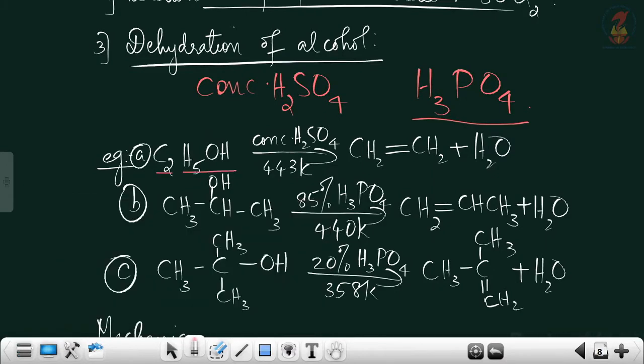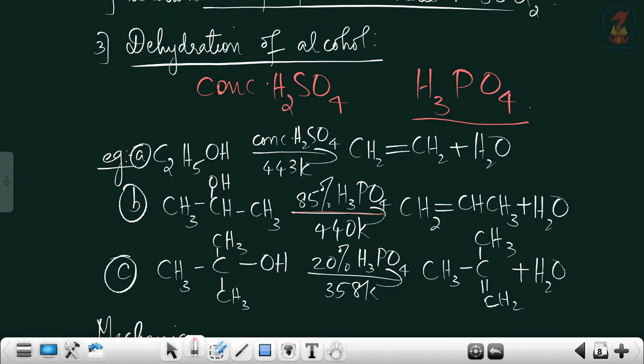The first example is with a primary alcohol, C2H5OH plus concentrated sulfuric acid at 443 Kelvin. H2O is removed and we get alkene as the product, ethene. The second example is with a secondary alcohol. Now instead of sulfuric acid, I have used here phosphoric acid, that is 85% phosphoric acid heated at 440 Kelvin.